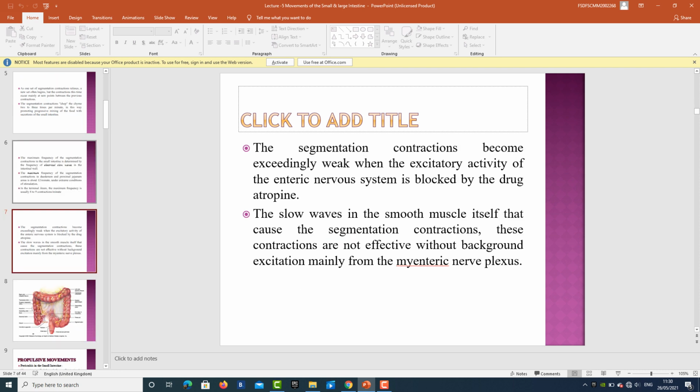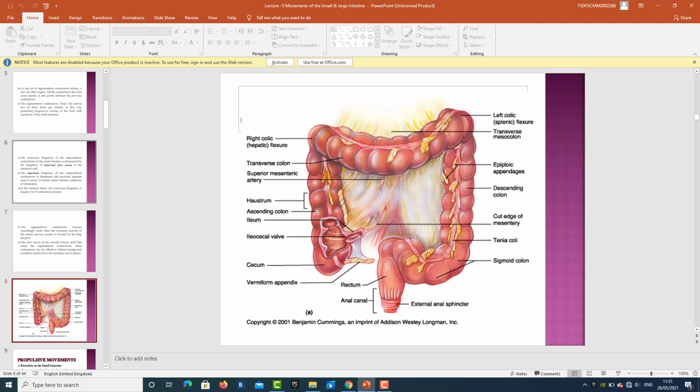The segmentation contractions become exceedingly weak when the excitatory activity of the enteric nervous system is blocked by the drug atropine. So you should know that whatever blocks the parasympathetic supply will block the contractions. The slow waves in the small intestinal muscle itself cause segmentation contractions, and these contractions are not effective without background excitation, mainly from the myenteric nerve plexus.